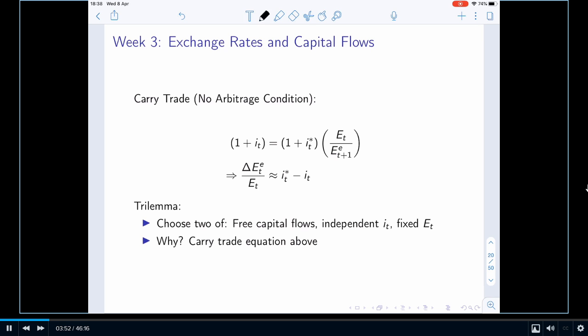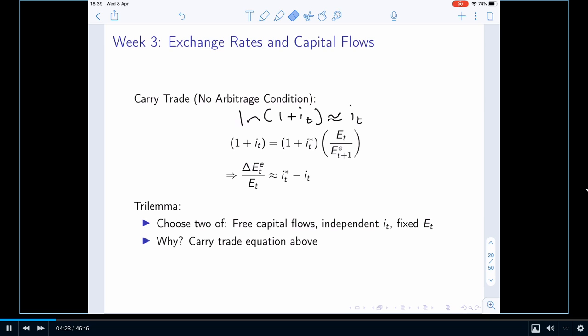If we take logs, we do the usual thing. Actually, you don't even need to differentiate. If you just take logs and use the rule that, for example, the log of 1 plus i_t is approximately equal to i_t, and apply that to the uncovered interest parity condition, you get the same equation in terms of the expected exchange rate appreciation.